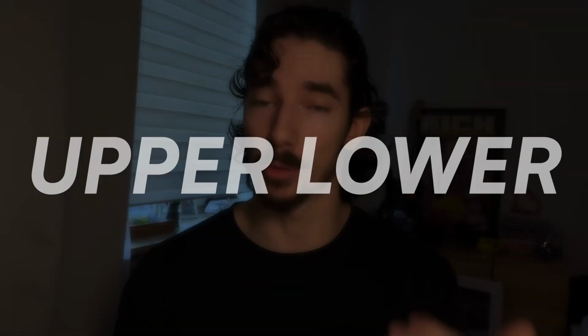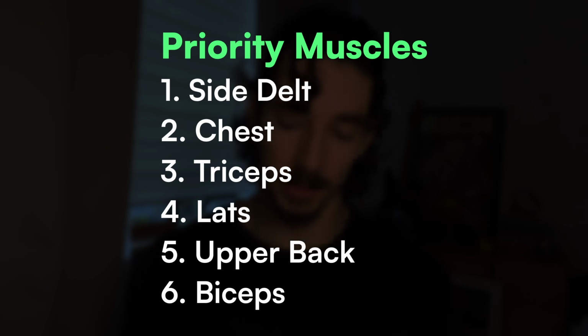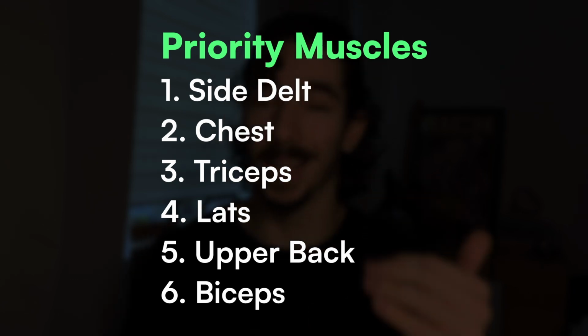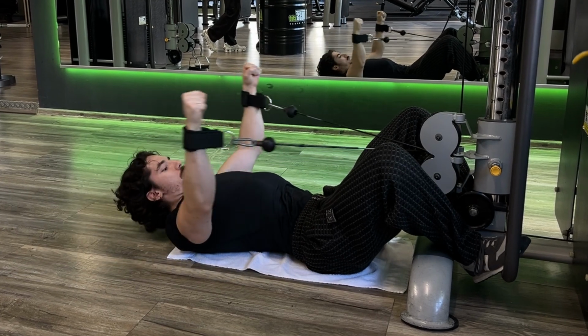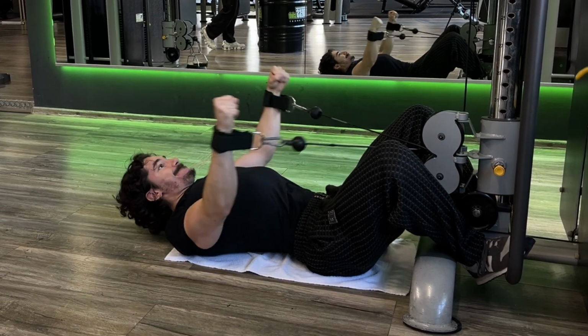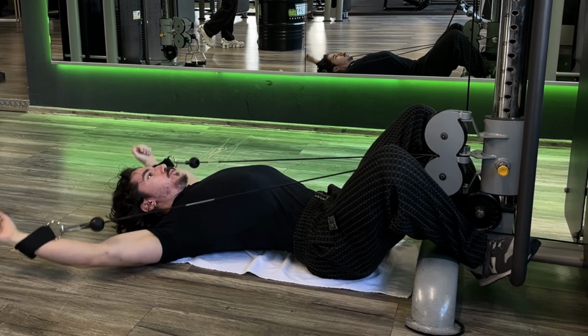So let's say you are doing an upper-lower split, as I recommend on this channel. You want to prioritize your side delts, your chest, your triceps, your lats and upper back, and biceps in that order. Here's how I would structure that workout to maximize your muscle growth throughout the entire workout, not just at the start. So at the start of the workout, I would do a cable Y raise, that is a bilateral movement, and a mid bias movement, depending on the setup.